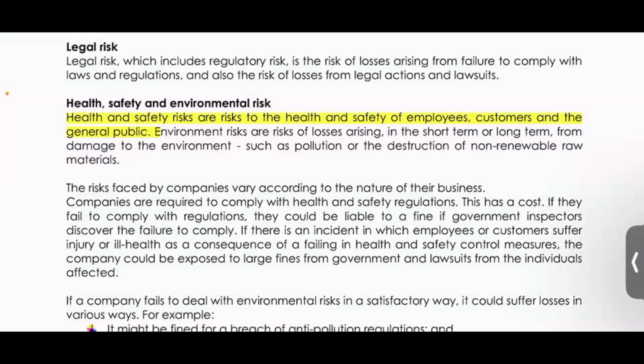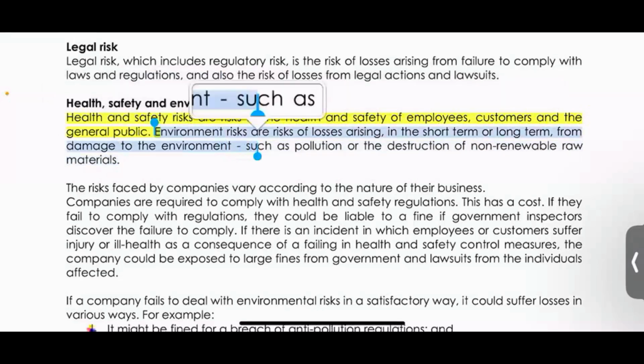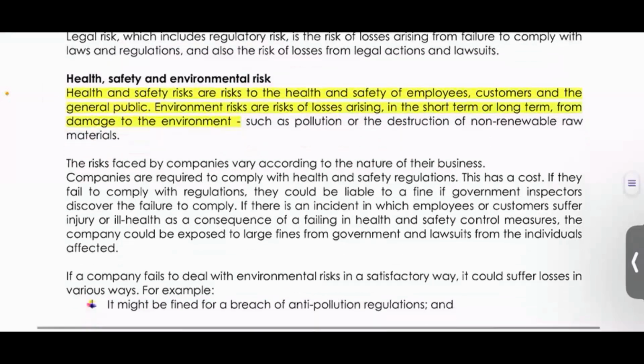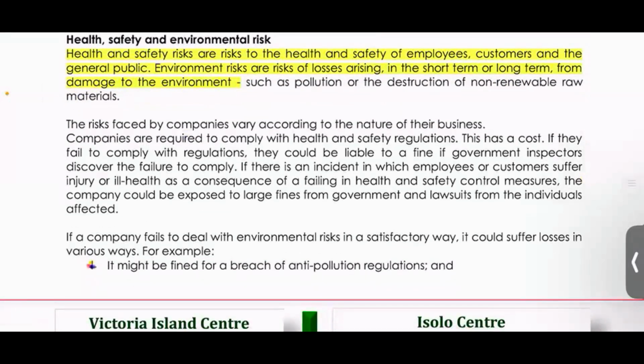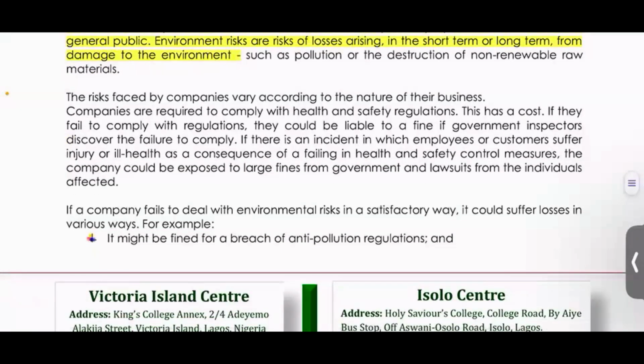Environment is the risk that arises, whether in the short term or in the long term, from damages made to the environment. An environmental risk can lead to, or open an organization up to, a legal risk. Do you get? The risk faced by a company comes at a cost. If a health and safety risk should materialize, maybe somebody went to a particular office and was injured, you will need to cover the medical fees. Also, if the company does not comply with environmental rules and is slammed with a fine from the government, it's usually a lot of money. So they're basically telling us that health and safety usually comes at a cost.